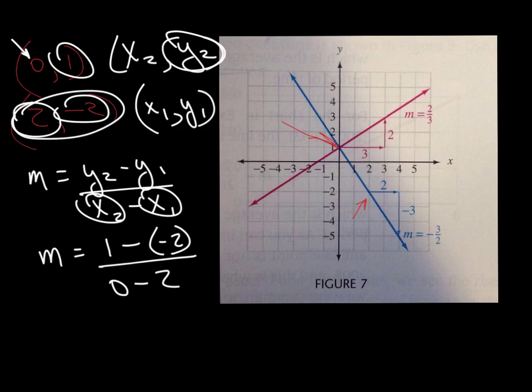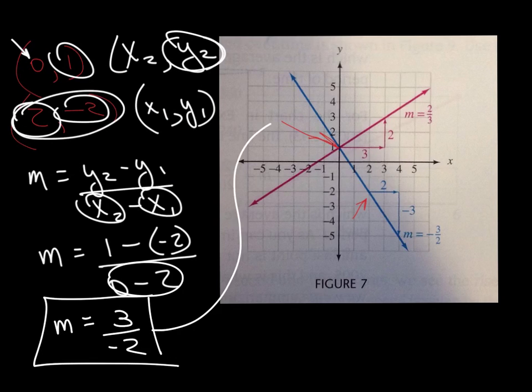Alright, so then we solve it. m equals 1 minus a negative 2, which is the same as 1 plus 2, over 0 minus 2, which is negative 2. So that is the slope of the blue line. And notice, going from left to right, it's going downhill, so we know it's going to be a negative slope. We talked about that earlier. The slope is -3/2.